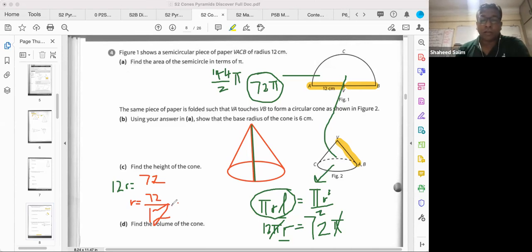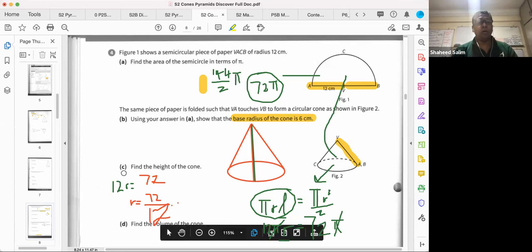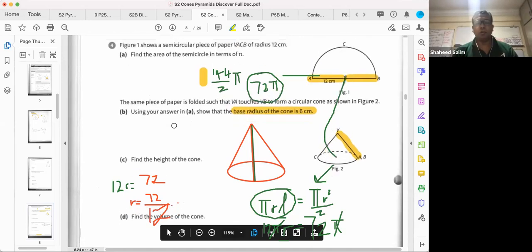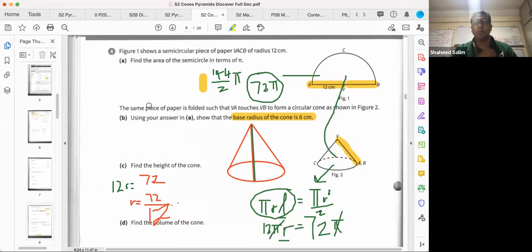Okay, so this one you divide, you get 6, which is what they say down here. The cone radius, base radius is 6. Are you okay? Okay, then we can move on. If you're okay, we can move on. You can find the height, you can find the volume. We want to find the height. So you got the radius. I'm going to erase.